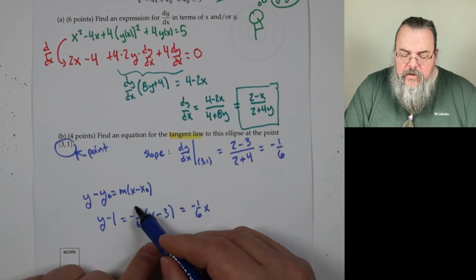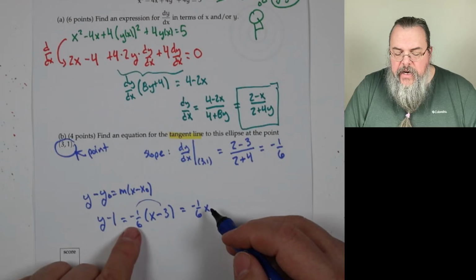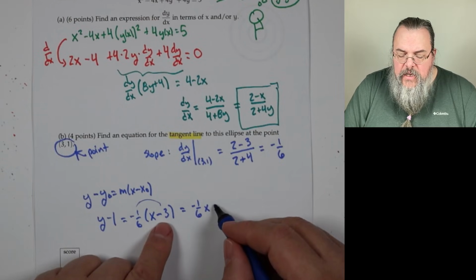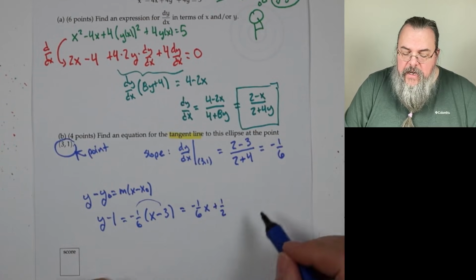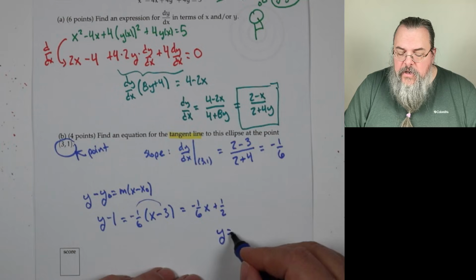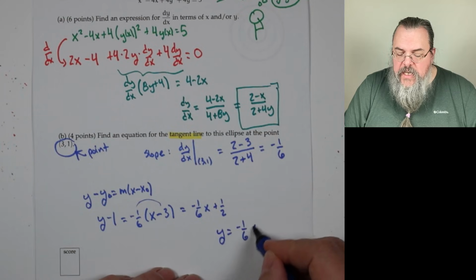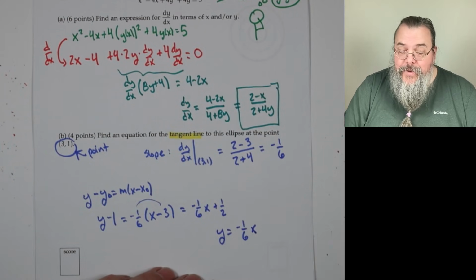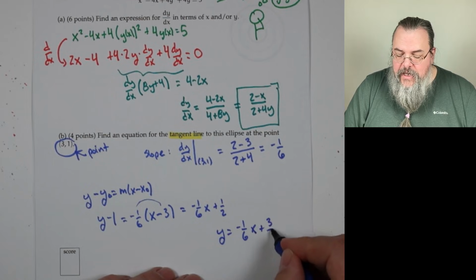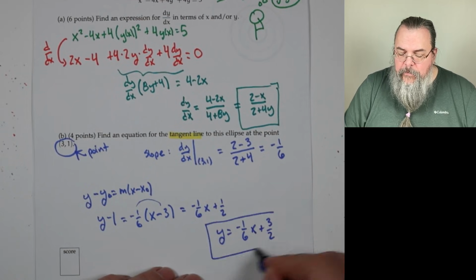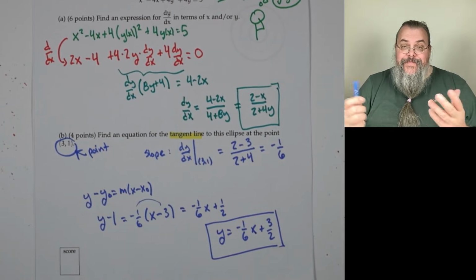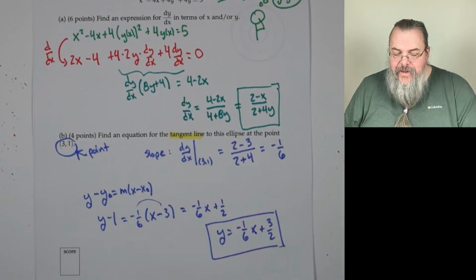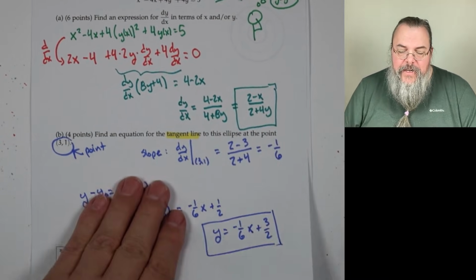I'll go ahead and just clean it up a little bit. Minus 1/6 times minus 3 is plus 3 over 6, which is also plus a half. And if I add 1 to both sides, we end up with y equals minus 1/6 x, plus a half plus 1, which is 3 halves. And there we go. That's our answer. Okay, well, that was fun.